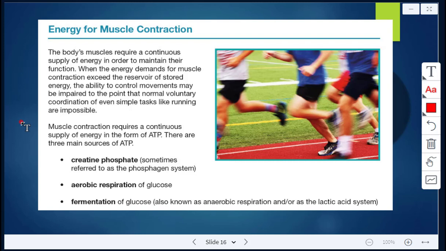There are three main sources of ATP. There's creatine phosphate, which may also be referred to as the phosphagen system. There's aerobic respiration of glucose, and fermentation of glucose, which we saw in the previous unit. It was also called anaerobic respiration, or the lactic acid system.